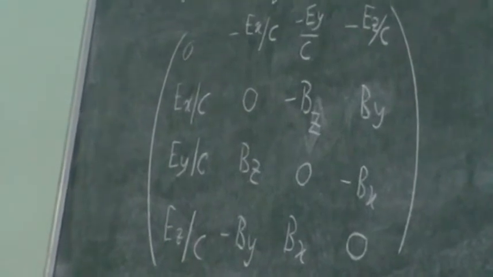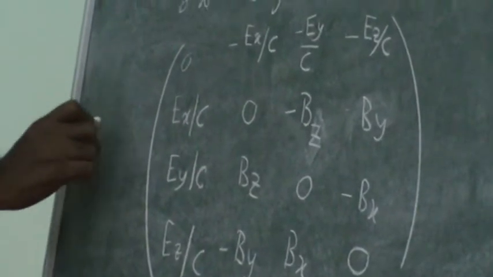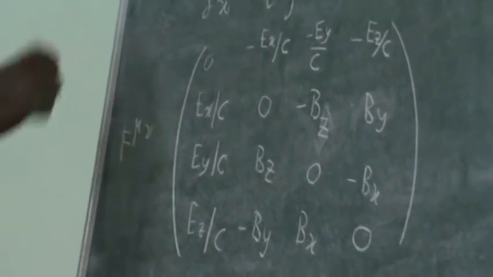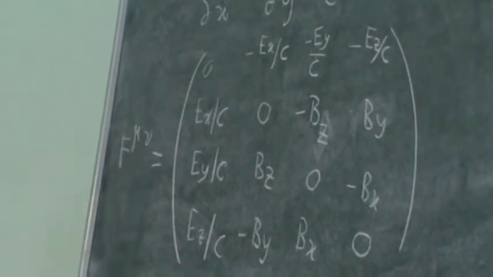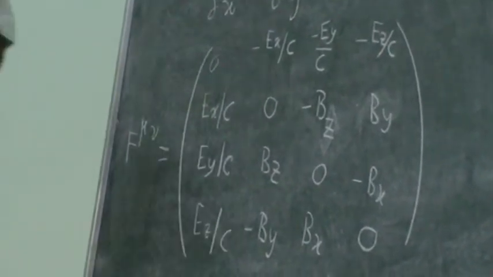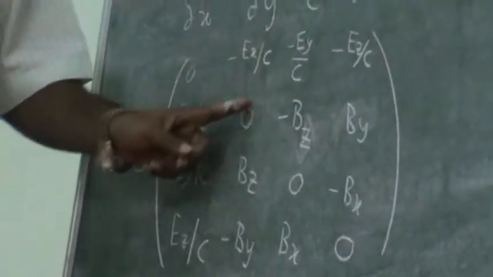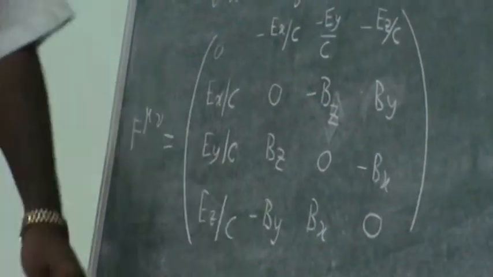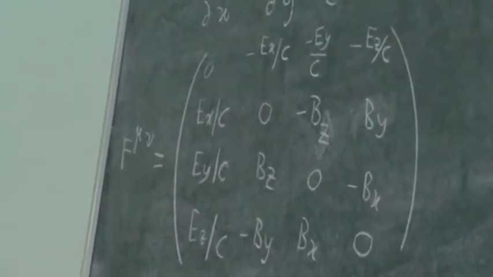This is what you call F mu nu. You can see that these components are electric fields and these components are magnetic fields. So there are different components. Essentially, the electromagnetic field is not a vector field but a tensor field. So this is the tensor component of the electromagnetic field.